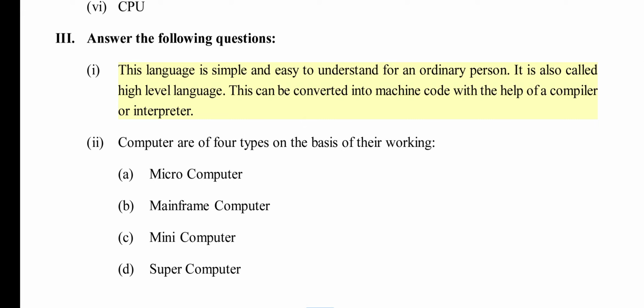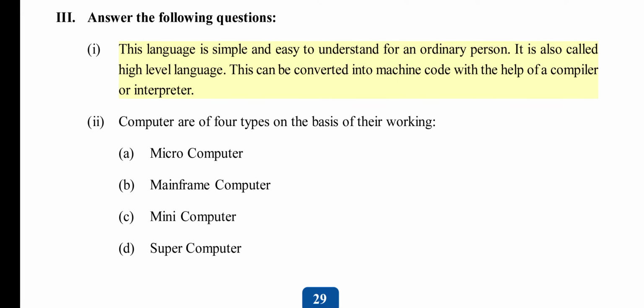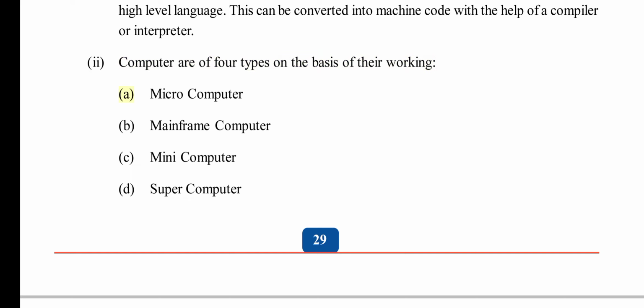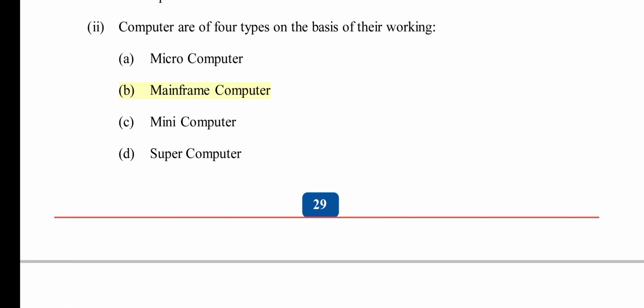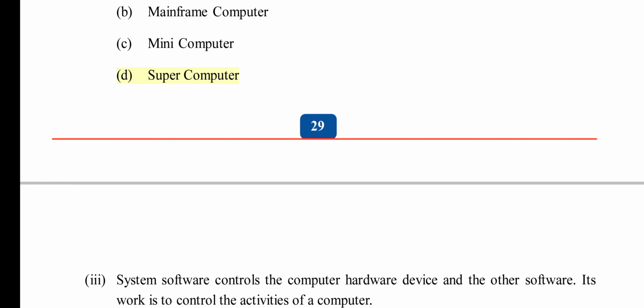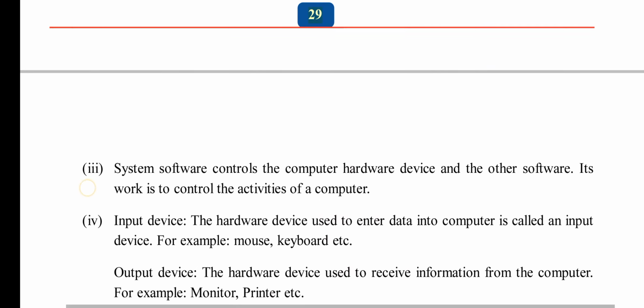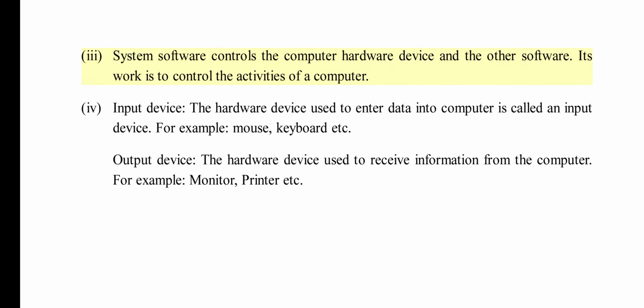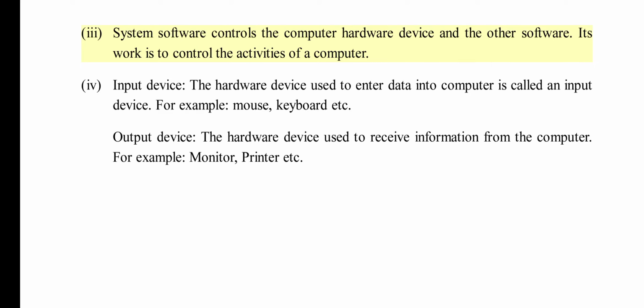This language is simple and easy to understand for an ordinary person. It is also called high-level language. This can be converted into machine code with the help of a compiler or interpreter. Computers are of 4 types on the basis of their working: microcomputer, mainframe computer, minicomputer, and supercomputer. System software controls the computer hardware device and the other software. Its work is to control the activities of a computer.